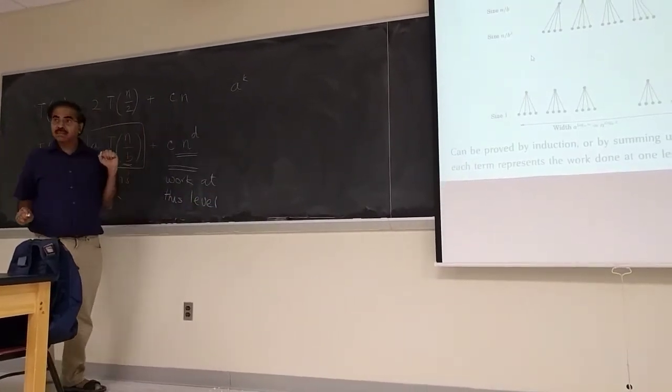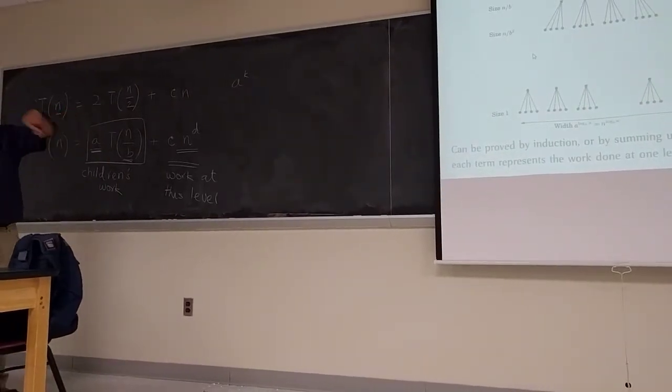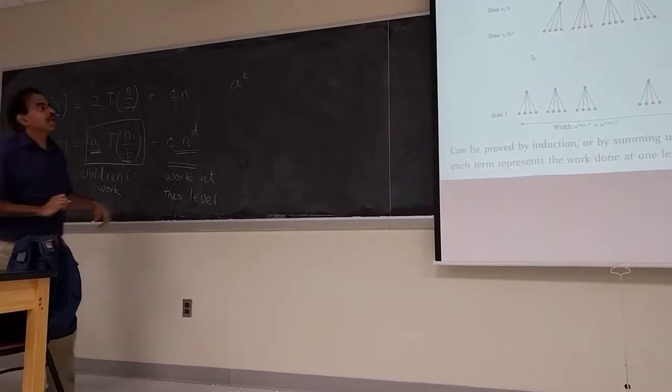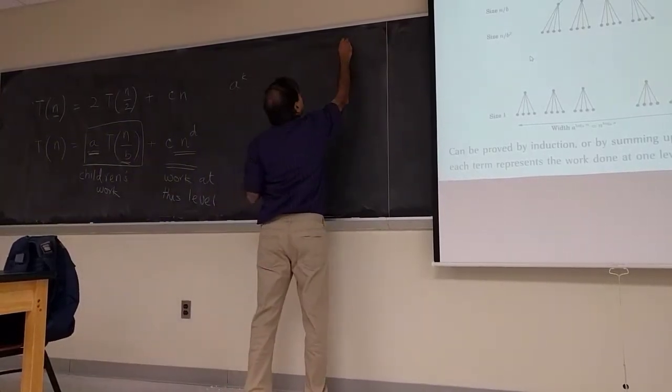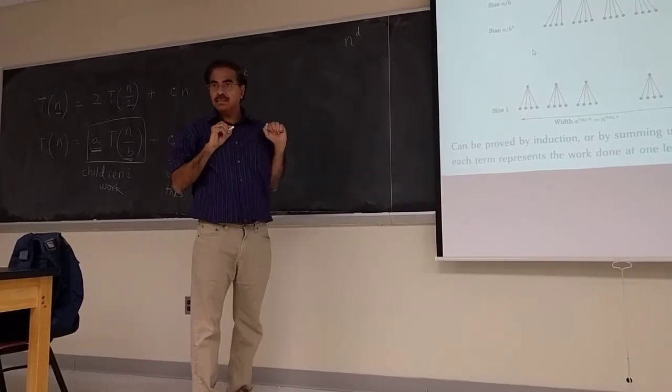So what we are going to do, in order to sum this up, is write out the work that is done at each level, and then we will sum that up. So at the root level, we have n to the power d, correct?